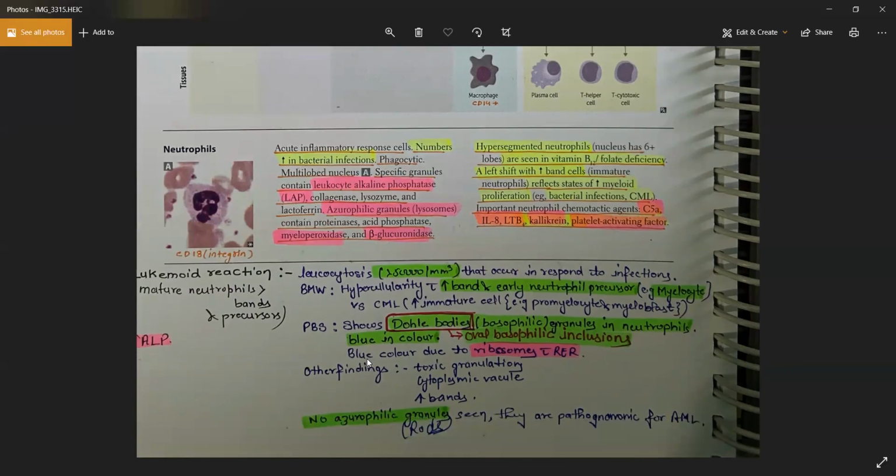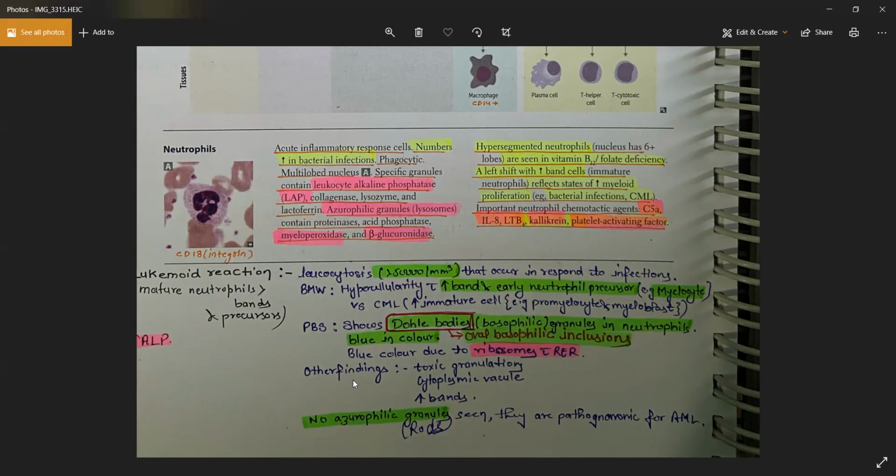What will you see in the peripheral blood smear? First thing is, of course, the neutrophils, the band forms, and many other immature cells, right? Second is the Dohle bodies in the neutrophils. These Dohle bodies are basophilic bodies which you will see in the neutrophil, bluish in color, and it is because of the presence of ribosomes. This RNA in the ribosomes gives the Dohle bodies a blue color.